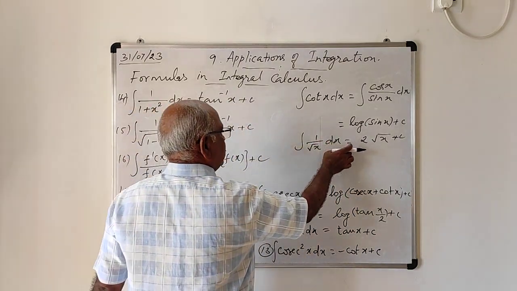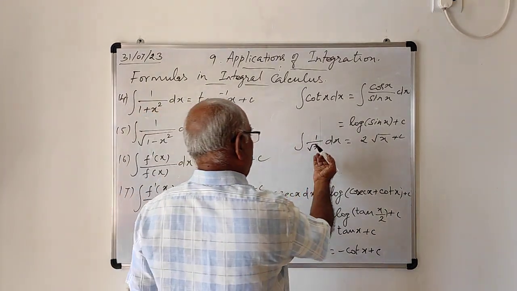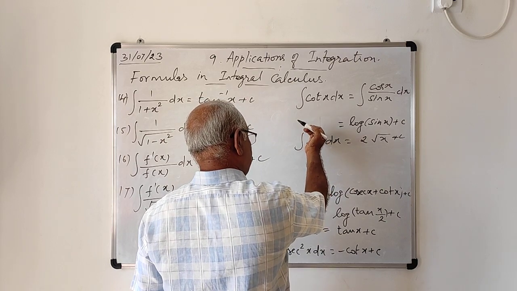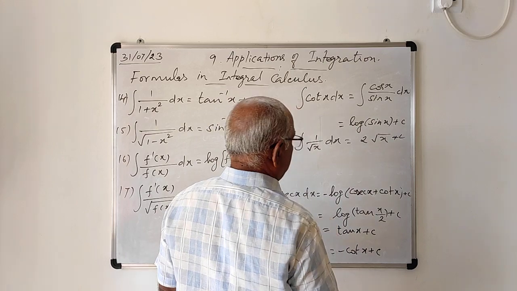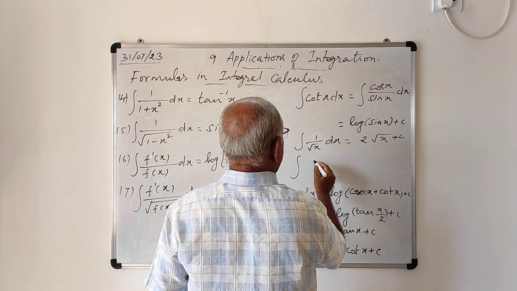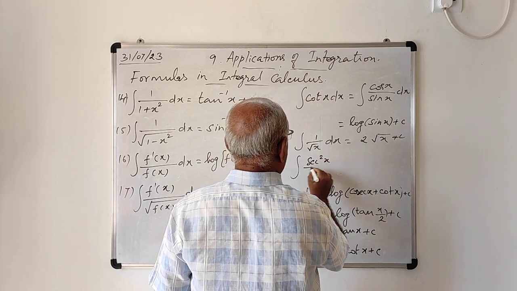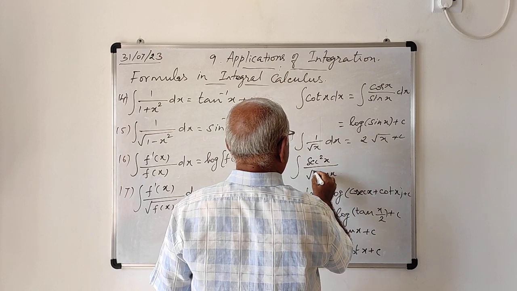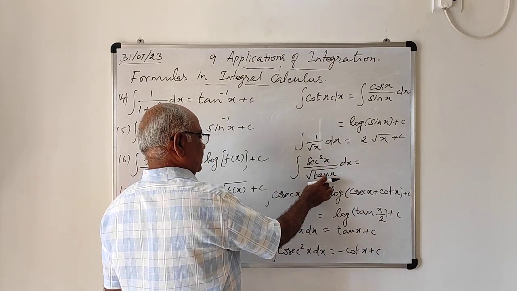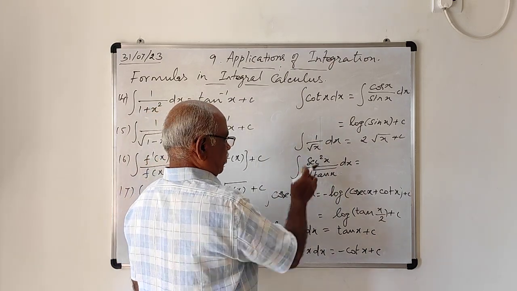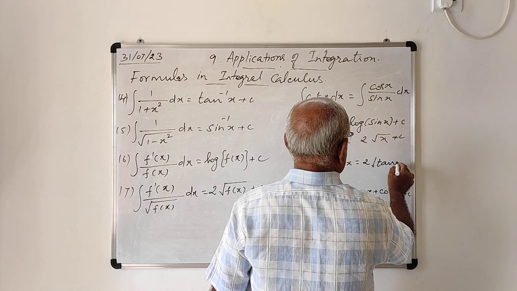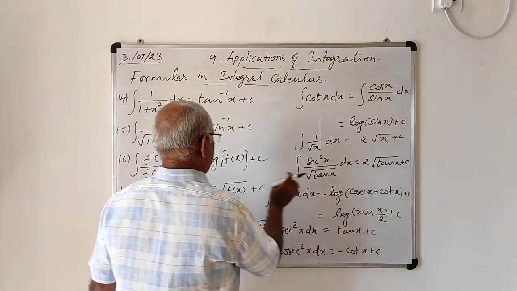So this idea is used in this result. The derivative of the denominator root x is 1, which is in the numerator. Therefore, f dash of x by root of f of x is 2 into root of f of x. Or one more result, you can write it as the integral of secant square x by root of tan x dx. You see this example: f of x is tan x, and the tan x derivative is secant square x. So f dash of x by root of f of x is 2 times root of f of x, 2 times root of tan x. That's all, the same idea.